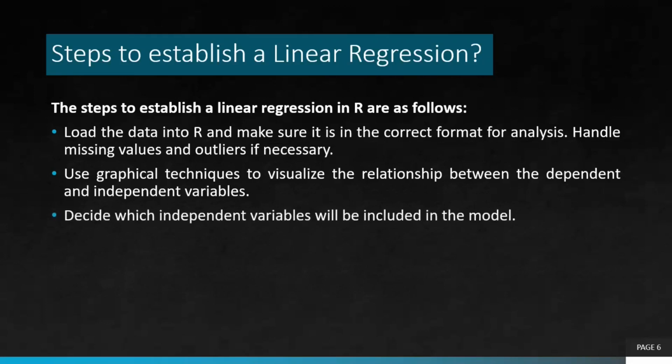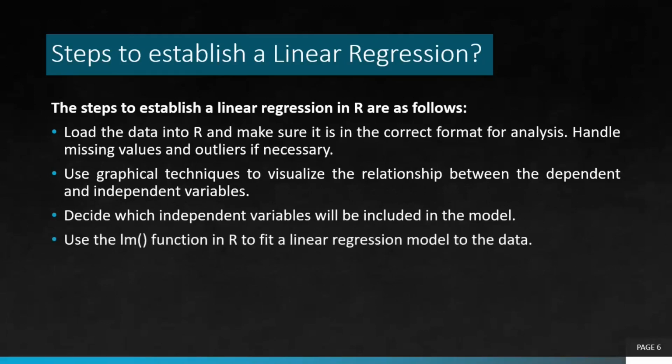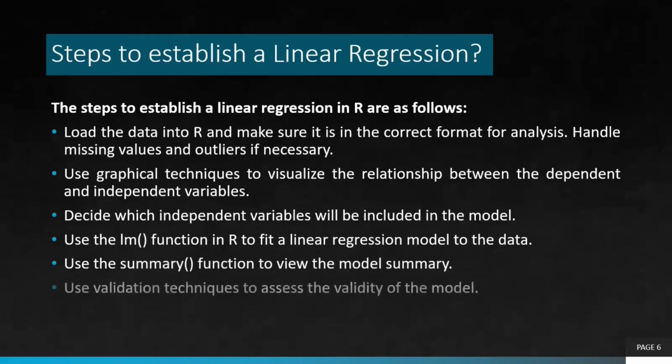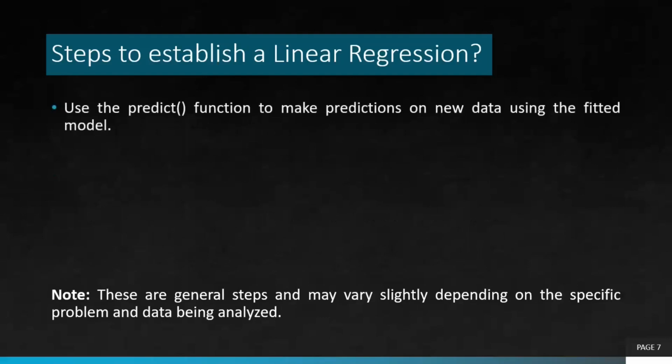Then decide which independent variables will be included in the model. Use the lm function in R to fit a linear regression model to the data. Use the summary function to view the model summary. Or you can also use the validation techniques to assess the validity of the model. Lastly, you can use the predict function to make predictions on new data using the fitted model. Now, there's an important note to consider: these are the general steps and may vary slightly depending on the specific problem and the data being analyzed.